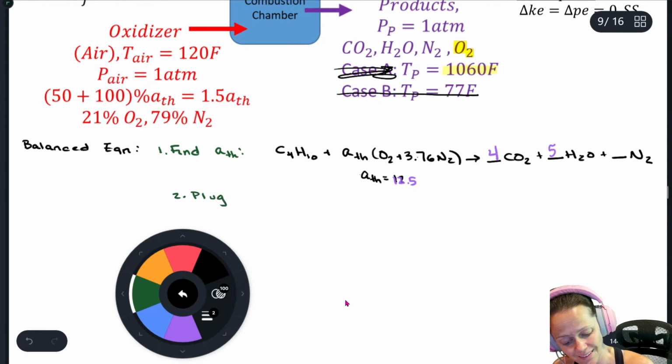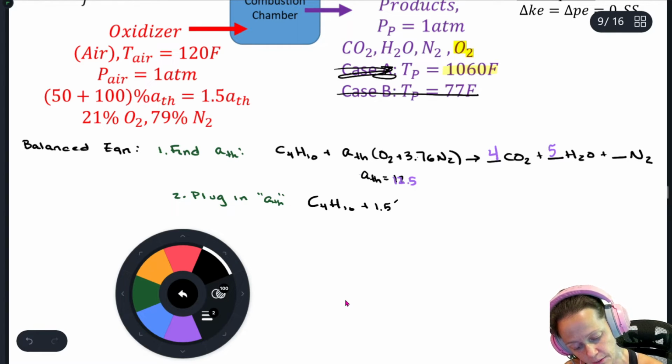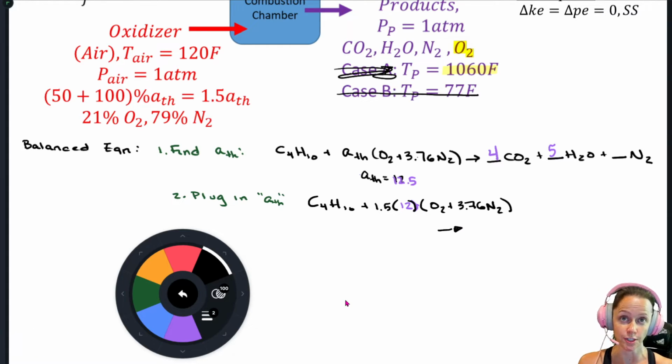got to plug in ATH, that theoretical air. So we have C4H10 plus 1.5 times that theoretical air times O2 plus 3.76 nitrogen. And then that's going to give me CO2, water, nitrogen, and then oxygen.